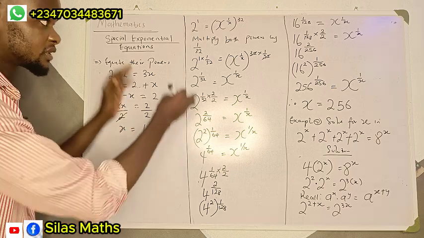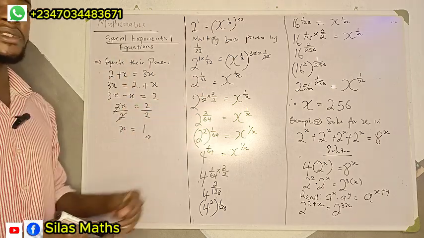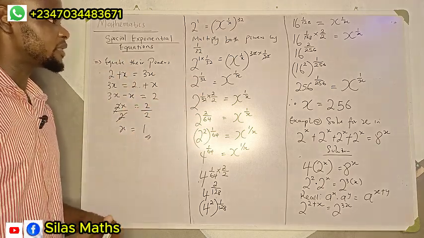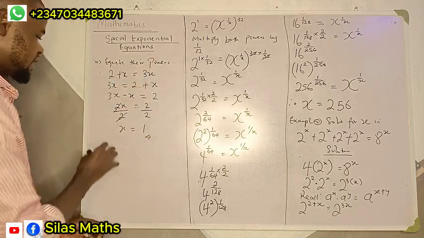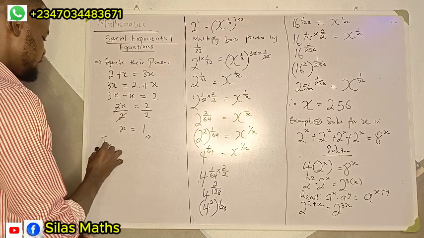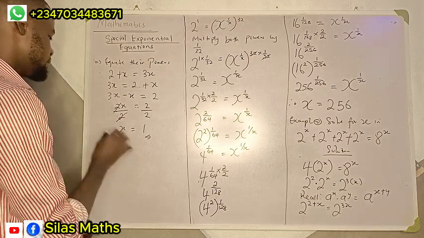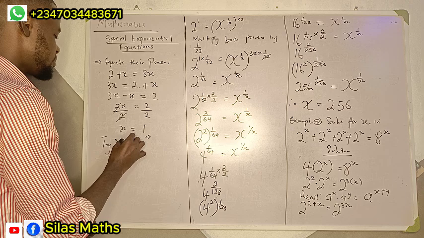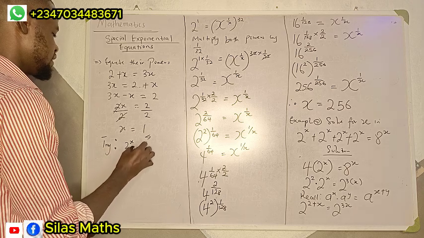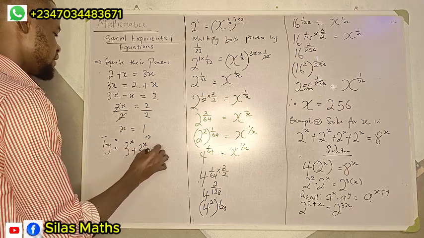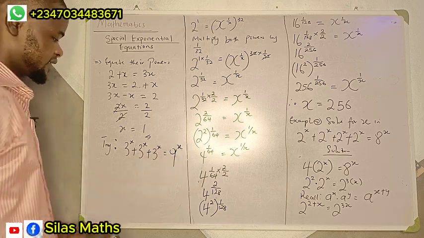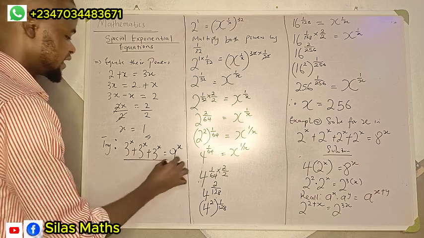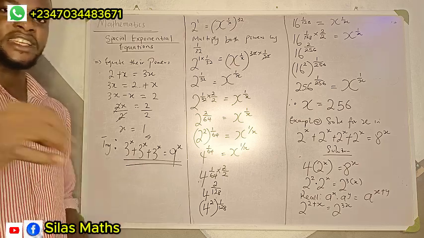So take your time, go through the problems and the steps. If you have any question, drop it in the comment section. Okay, I will give you this one to try. I have 3 raised to power x plus 3 raised to power x plus 3 raised to power x equal to 9 raised to power x. When you get this, drop your answer in the comment section.